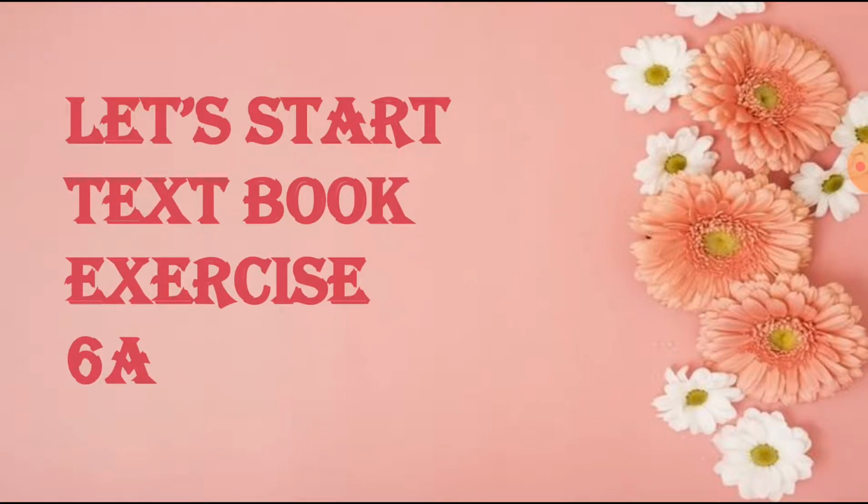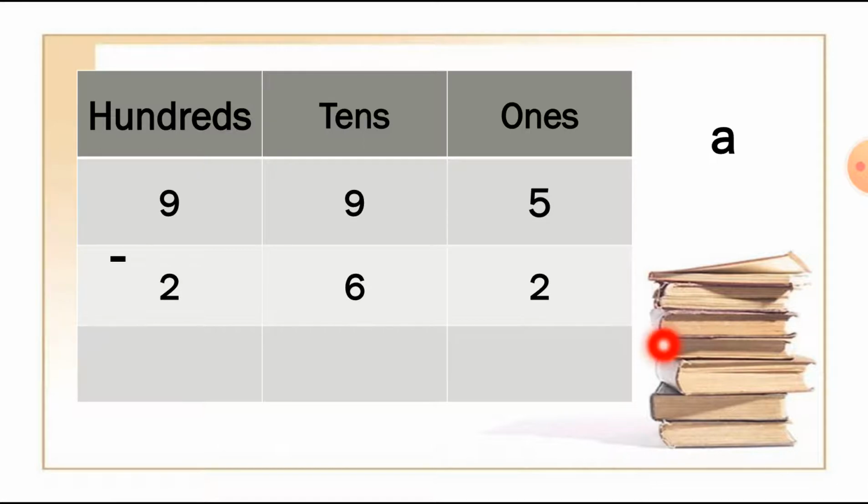Next one, let's start the textbook exercise, which is exercise 6A. Just give the heading in your fair book: chapter 6, subtraction with bigger number, and exercise 6A. You have to give the heading first, and then let's start solving the sums of exercise 6A. Are you all ready to write with me? Here is sum number A. This is your textbook sum, students. Please keep your focus here.